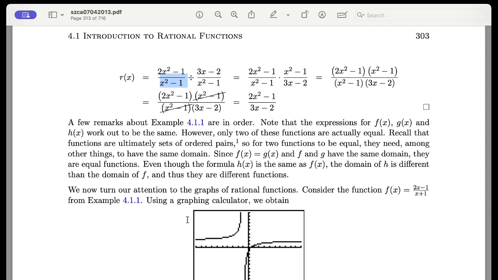All right, there's some features of the graphs of these rational functions that are pretty important. So I figure we ought to look at some graphs, which means I'm going to pull up a Desmos.